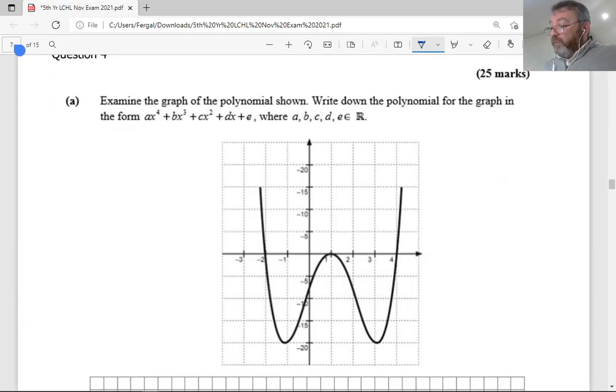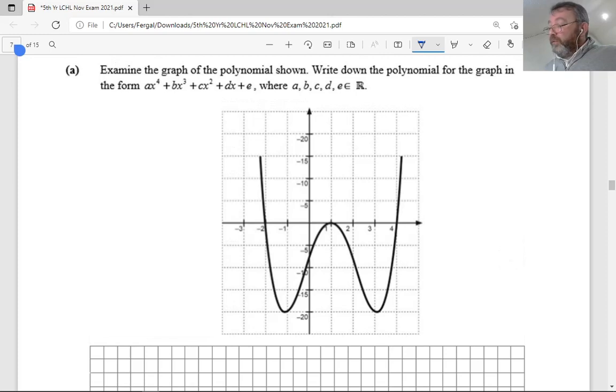Okay, question 4, part A. Examine the graph of the polynomial shown and write down the polynomial for the graph in the form ax to the power of 4, bx to the power of 3, cx to the power of 2, dx and e. Now what they're asking you to do there is to write out the expanded version of the polynomial. And unfortunately, you do not have much choice here. You can't leave the answer as a product of factors. You've got to work out what those factors are.